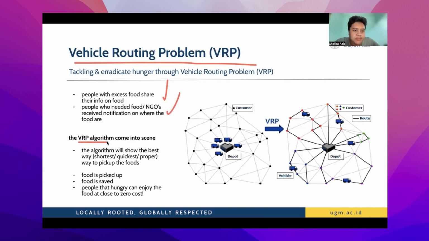Again, this is where the algorithm comes into the scene, as this algorithm shows the best way, let's say the shortest, the quickest, or the proper way to connect those two groups. In this case, we want this algorithm to help these groups, either the NGOs or people with excess food to share, or people that need food, to connect to each other to grab the food.